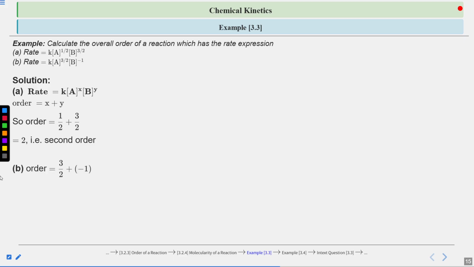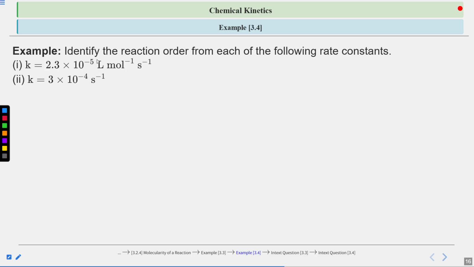Similarly, for B, the order is the sum of the exponents of the concentrations present in the rate law. The rate law in B is rate is equal to K times A to the power 3 by 2, B to the power minus 1. So the order will be 3 by 2 plus minus 1, which is basically 1 by 2. So in B, the order comes out as 1 by 2, that is half order. So for A, the overall order of the reaction is 2, that is second order, and for the B rate law, the overall order of the reaction is half order.